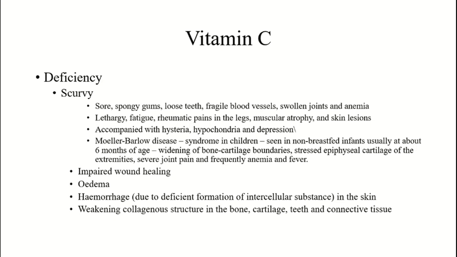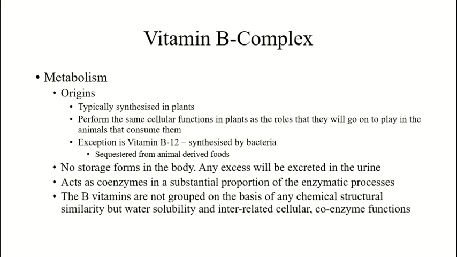In cases of children, the syndrome is called Mueller-Barlow disease, as seen in typically non-breastfed infants at about 6 months. And you can see in these babies a widening of their bone cartilage boundaries. They have stressed epiphyseal cartilage in the extremities, severe joint pain, anemia, as well as fever. Children having this disease usually present with a limp or inability to walk, and they have very tender lower limbs. Okay? So that's pretty much for vitamin C.